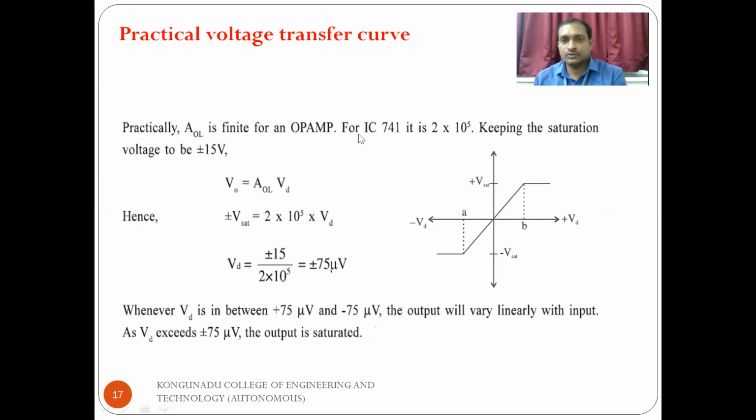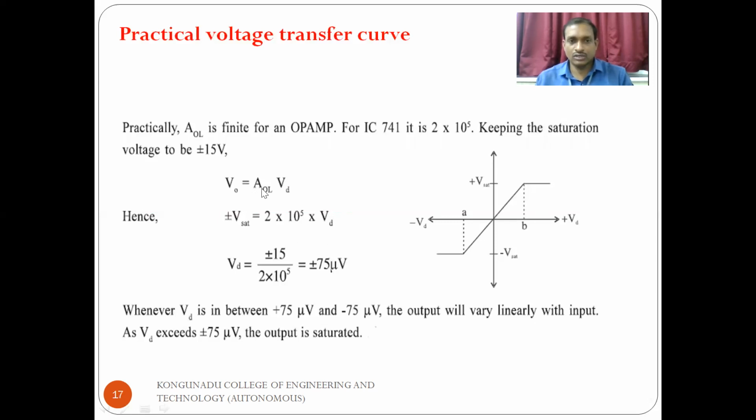So we are going to choose IC741. The gain of the IC741 is 2 into 10 power 5. So keeping the saturation voltage to be plus or minus 15 volts, we are applying the supply voltages VCC and VEE of plus or minus 15 volt. The gain is 2 into 10 power 5. So from this equation, we are going to calculate the differential input.